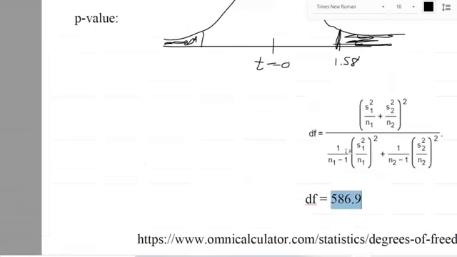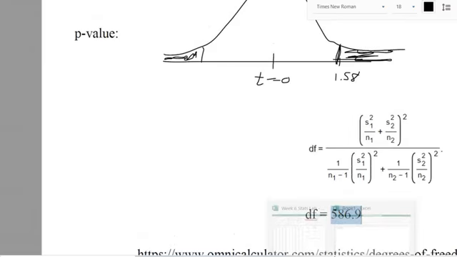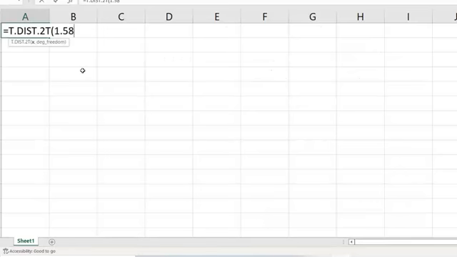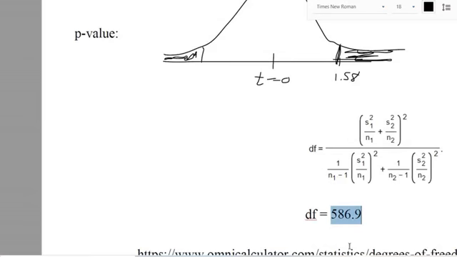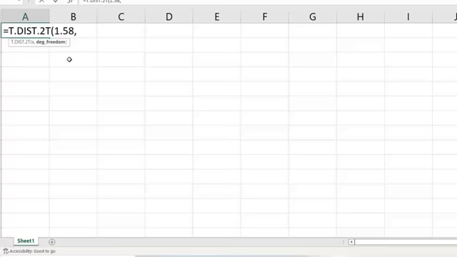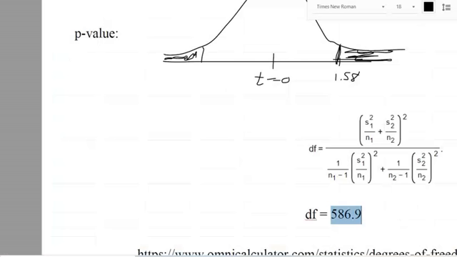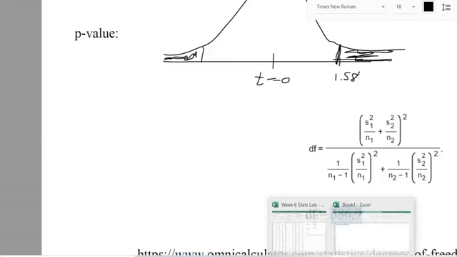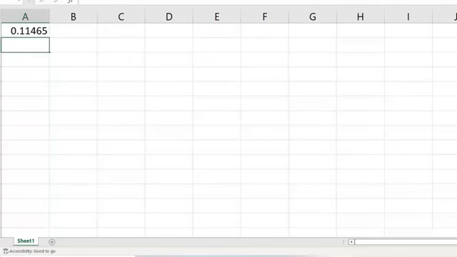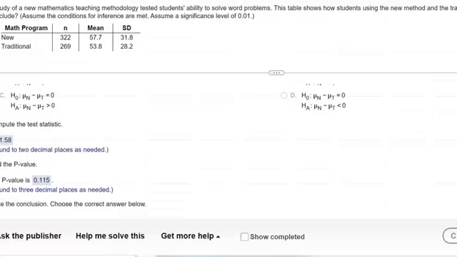So in this problem, I got a t value of 1.58. So I'm going to plug 1.58 in here for the first part, and I'm going to put a comma, and then it says degrees of freedom come next, 586.9 for my degrees of freedom. Okay, I got it all plugged in. So there's my p-value, 0.1146, because remember that's a two-tailed probability that we just calculated, which is what we wanted because we had a two-tailed test. So that's our p-value when we round it.